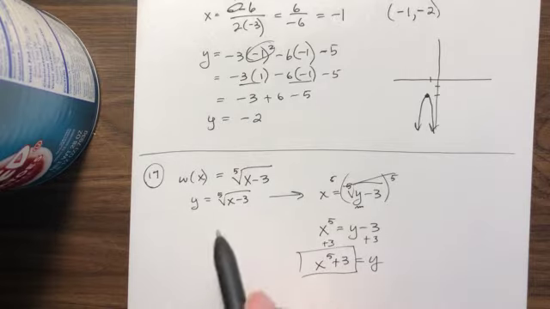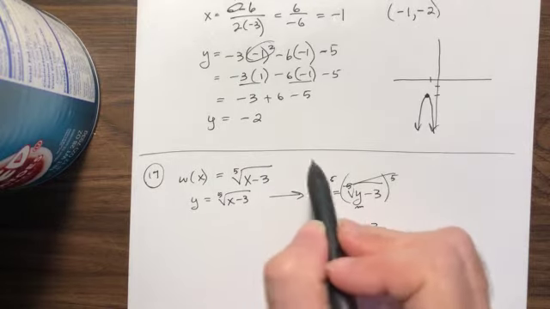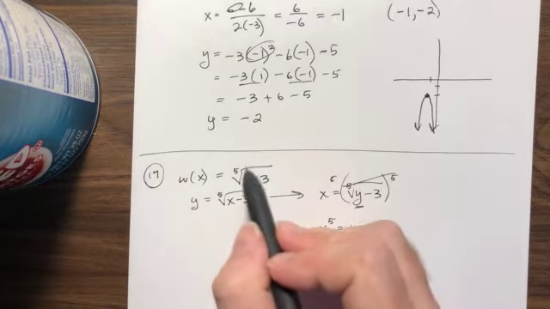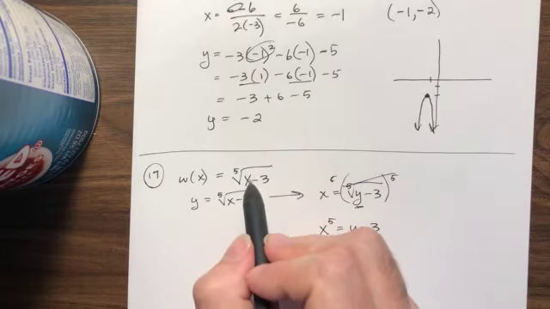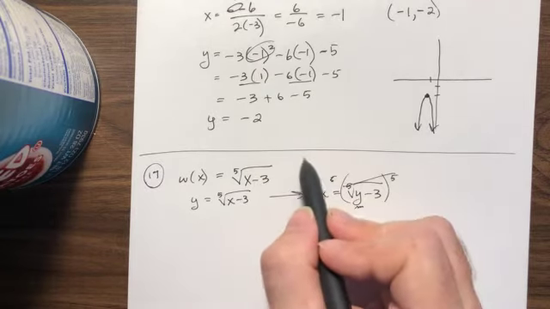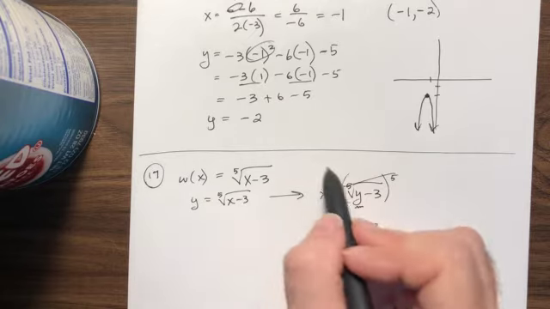So that's just one way to do it. The other way is to write out in words, step by step, according to the order of operations, what you're doing to x. So I would say, number 1, subtract 3, number 2, 5th root.